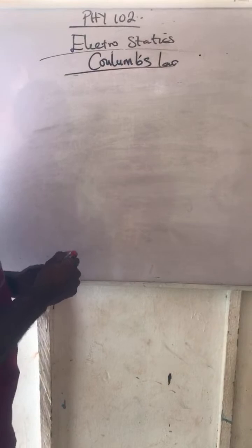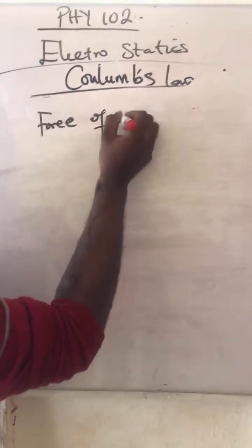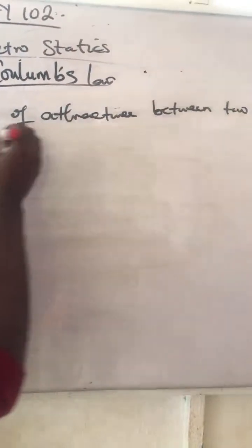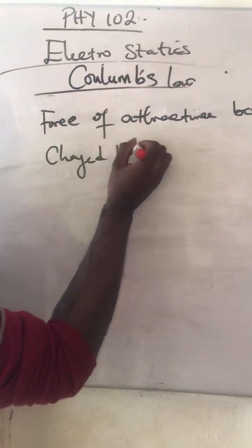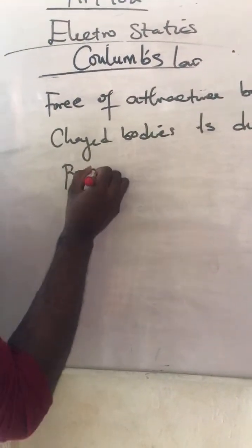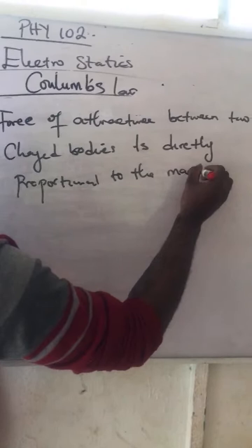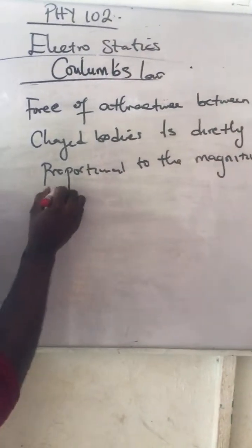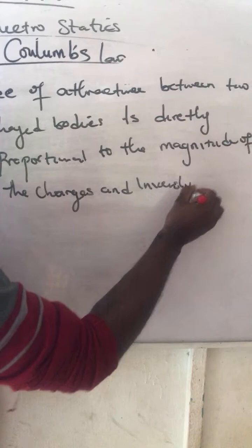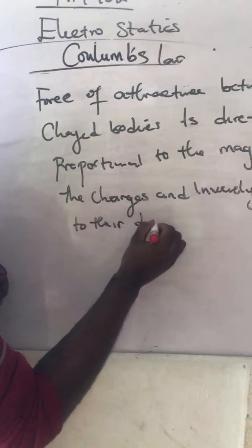So we're going straight to look at Coulomb's law. It states that the force of attraction between two charged bodies is directly proportional to the quantity of their charges, or the magnitude of the charges, and inversely proportional to their distance apart.